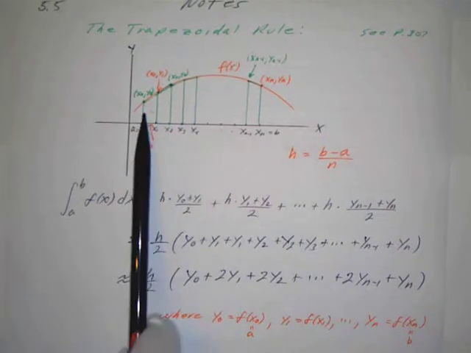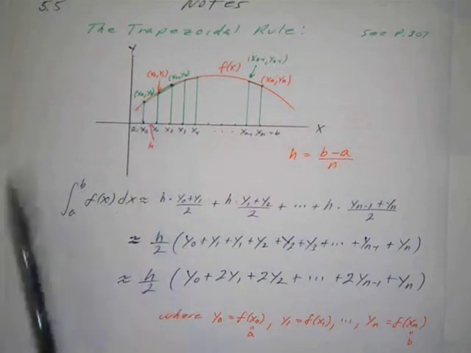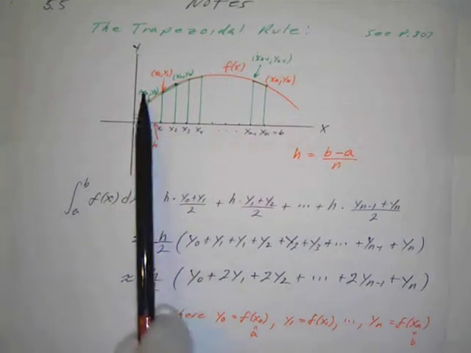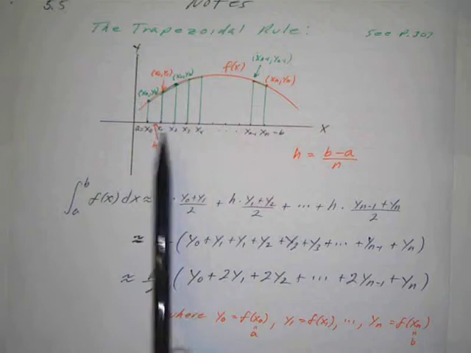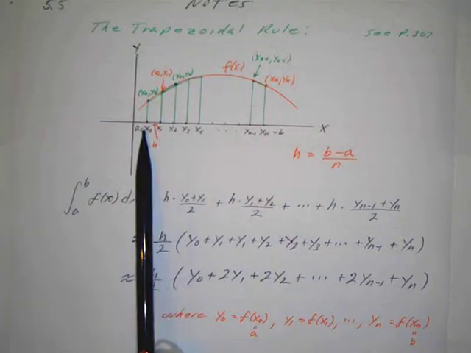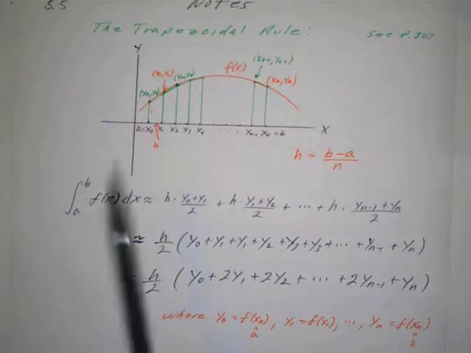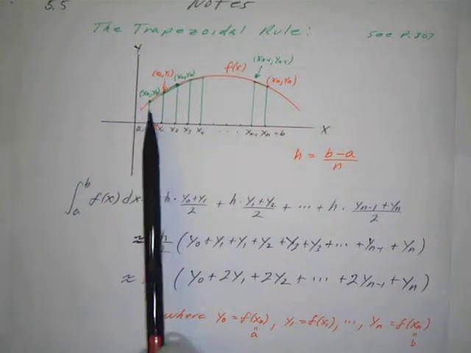Now the actual lengths of these parallel sides will be given by the value of the function at these different points. So y sub 0 would be this length here, y sub 1 would be this length here, that's f of x sub 1, f of x sub 0, f of x sub 2, etc. would give me y sub 2. So that's what I would be using for the bases of my trapezoids.